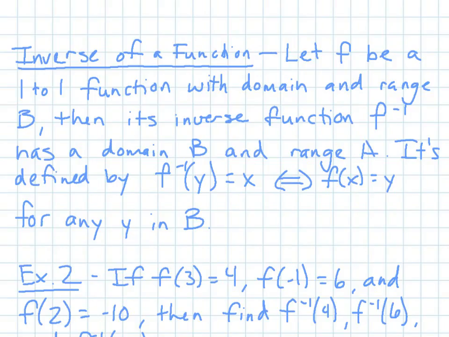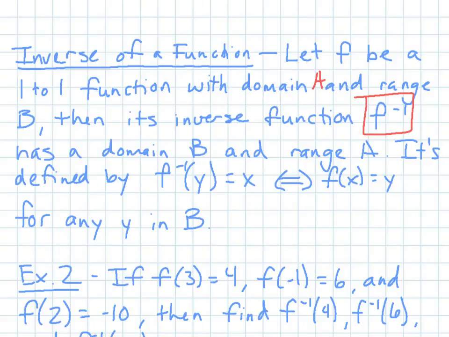Okay, now let's look at the inverse of a function. So let's say we let f be a one-to-one function with domain A and range B, then its inverse function, f to the negative first power, is how it's written, has a domain of B and a range of A. So notice how the domain and range switched when it became an inverse function.